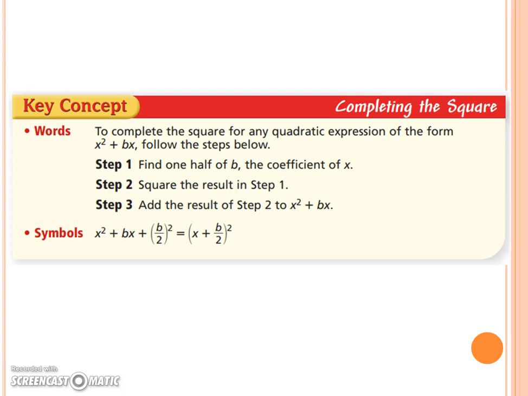Next, completing the square. There are a couple of steps. To complete the square of a quadratic expression of the form x squared plus bx, we first find half of b, which is the coefficient of x. Then step 2, we square that result from step 1. In step 3, we add the result of step 2 to x squared plus bx.